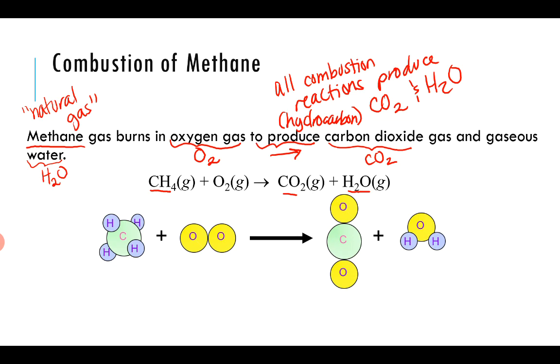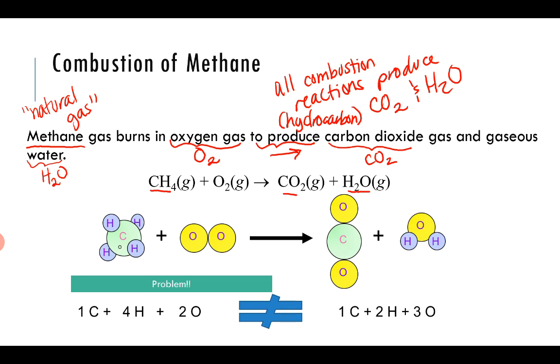But there's a slight problem with how this is written so far. Does anyone see the problem? Our atom counts aren't the same. If we look over here, we have 4 hydrogen atoms, and over here, we only have 2 hydrogen atoms. That's a problem because we can't create matter and we can't destroy matter. We also can't turn hydrogen into a different element. We have to maintain the same number of each atom on both sides of the equation.